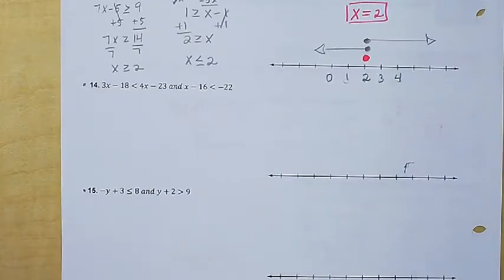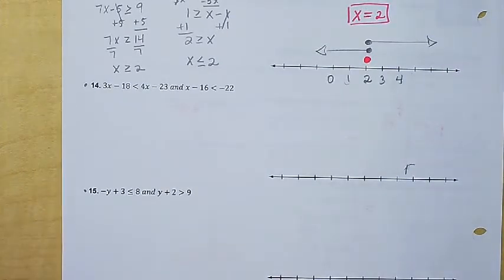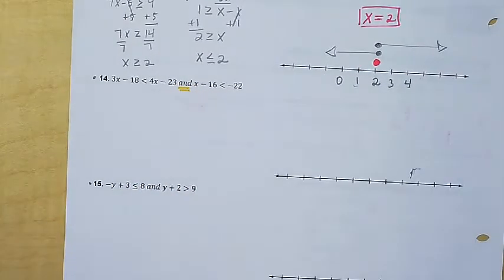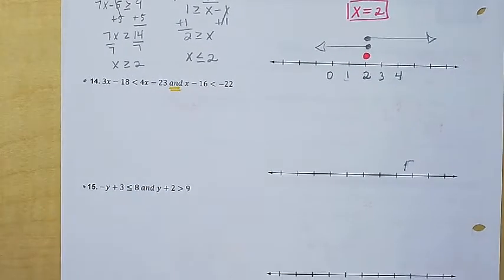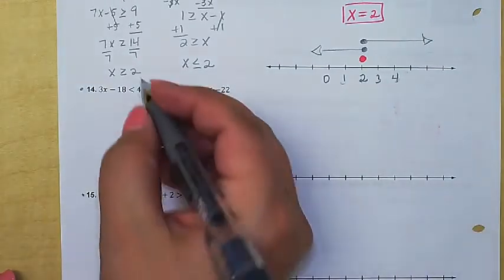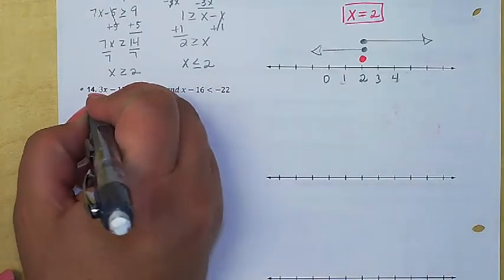Let's try number 14. Again, I'm going to go through the solving steps a little bit faster because that part we should already be comfortable with. This is an and statement, so once again, I'm looking for where they overlap. But first, let's solve each one. So I'm going to start by solving this one here.